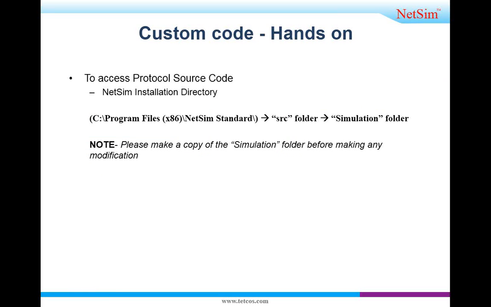Now, this source code would be available in the NetSim installation directory. It is in C program files, NetSim standard, and it has an SRC folder and simulation. Here you can take a copy of simulation so that your actual DLL file would not be affected by your changes.